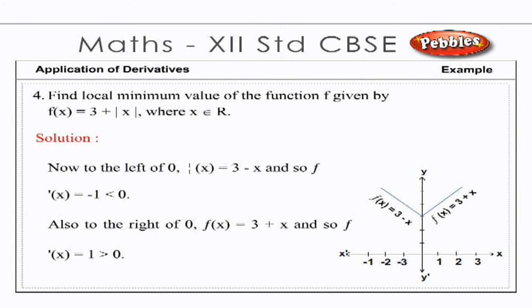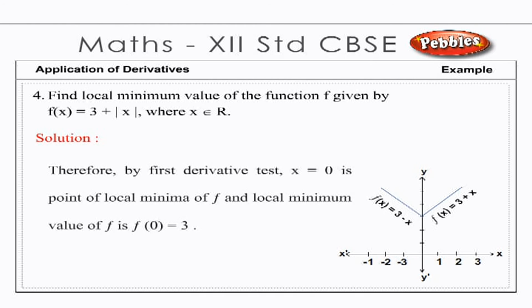Now, to the left of 0, f of x is equal to 3 minus x, and so f dash of x is equal to minus 1, lesser than 0. Also, to the right of 0, f of x is equal to 3 plus x, and so f dash of x is equal to 1, greater than 0. Therefore, by first derivative test, x is equal to 0 is point of local minima of f and local minimum value of f, f of 0, is equal to 3.